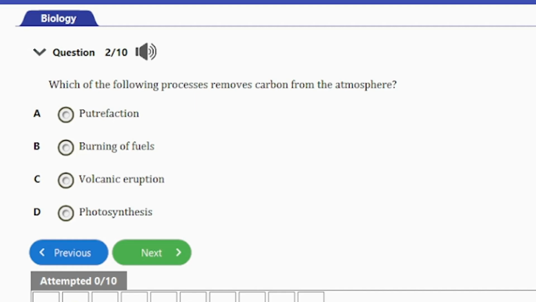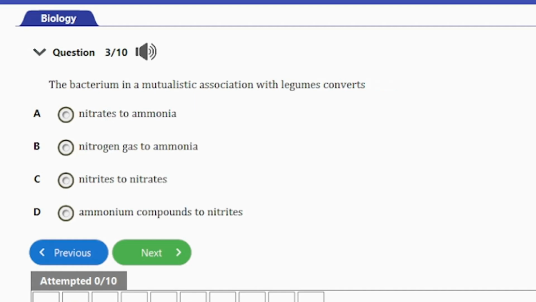Let's go ahead and consider the next question. Question number 3. The bacterium in a mutualistic association with legumes converts: A. Nitrates to ammonia, B. Nitrogen gas to ammonia, C. Nitrites to nitrates, D. Ammonium compounds to nitrites. So guys, the answer to this question is option B, and that's nitrogen gas to ammonia.